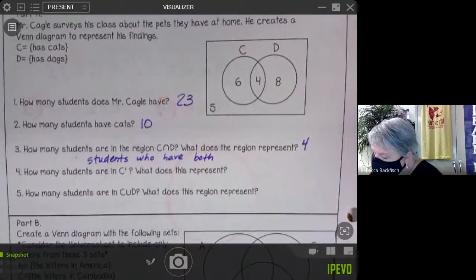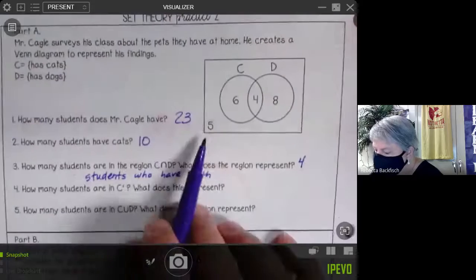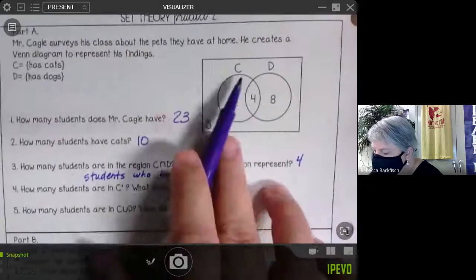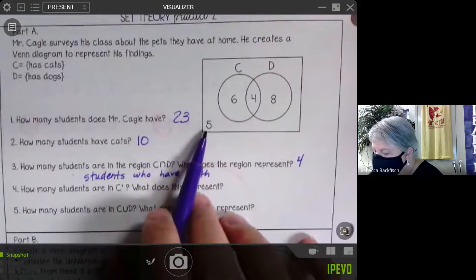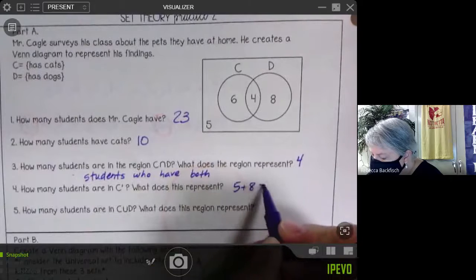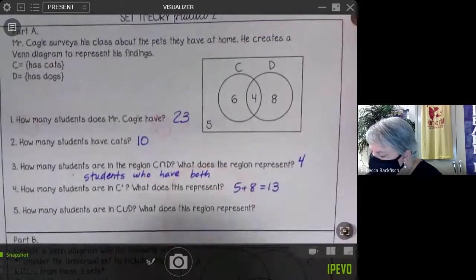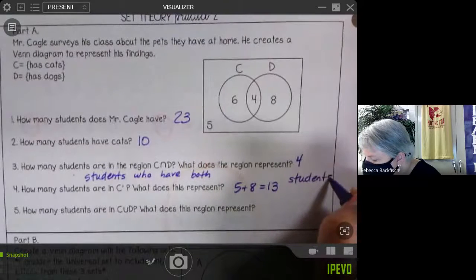How many students are in C prime is how we would say that, which means not C. So numbers that are not inside the circle for C. So that means not the 4 and not the 6. The 5 qualifies, the 8 qualifies. 5 plus 8 is 13. What does that represent? People who don't have what? Yep, students with no cat.